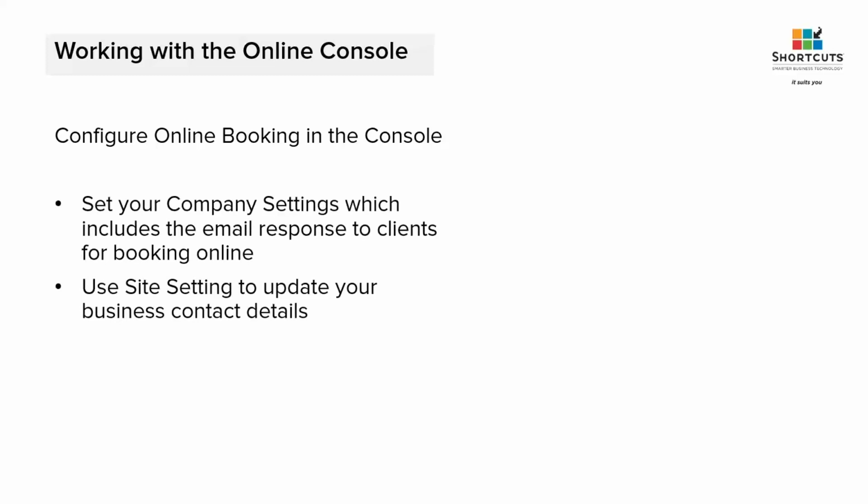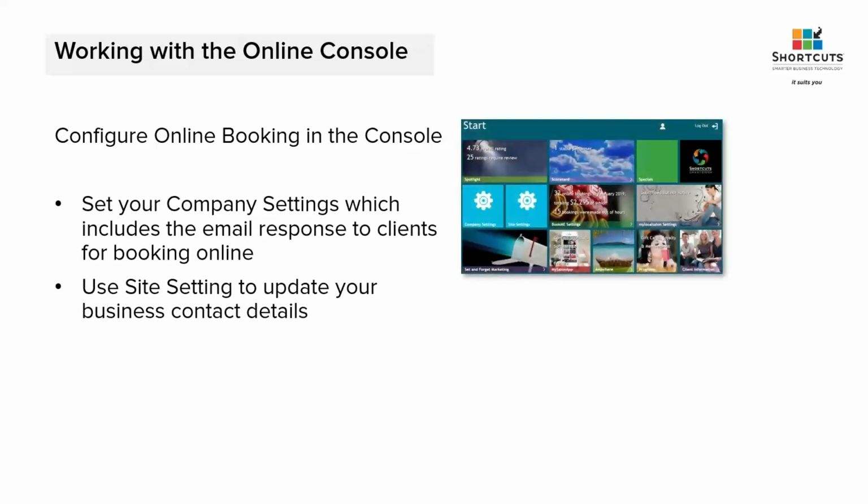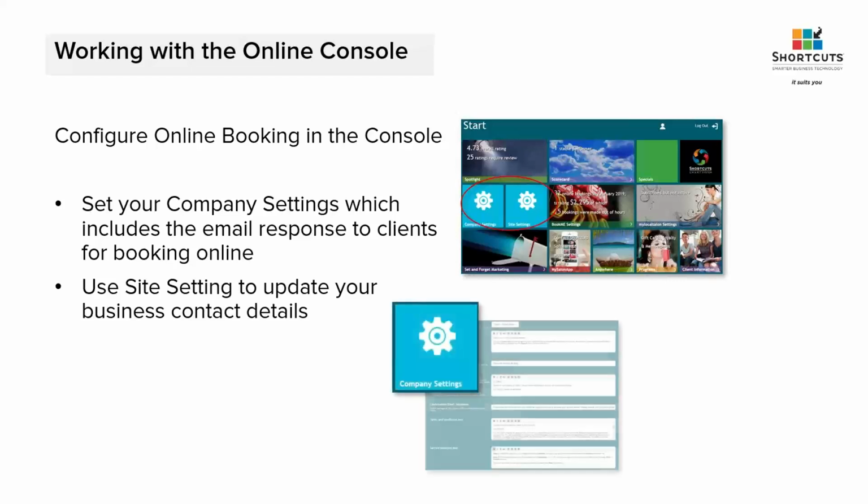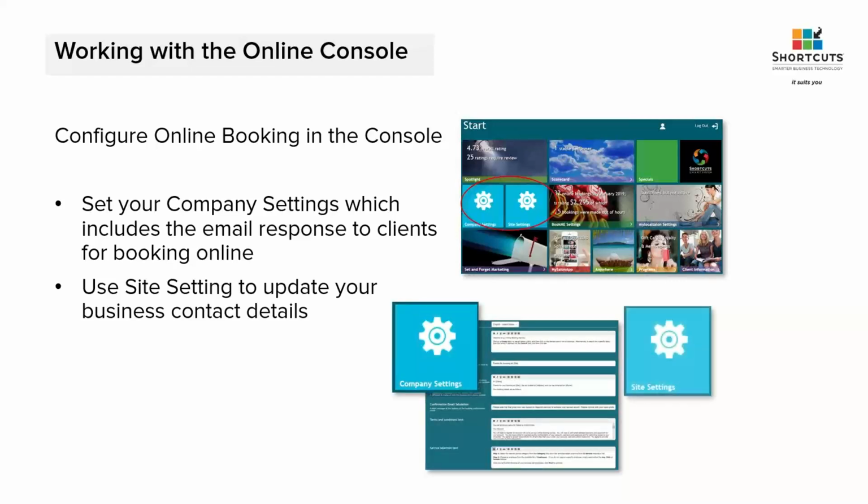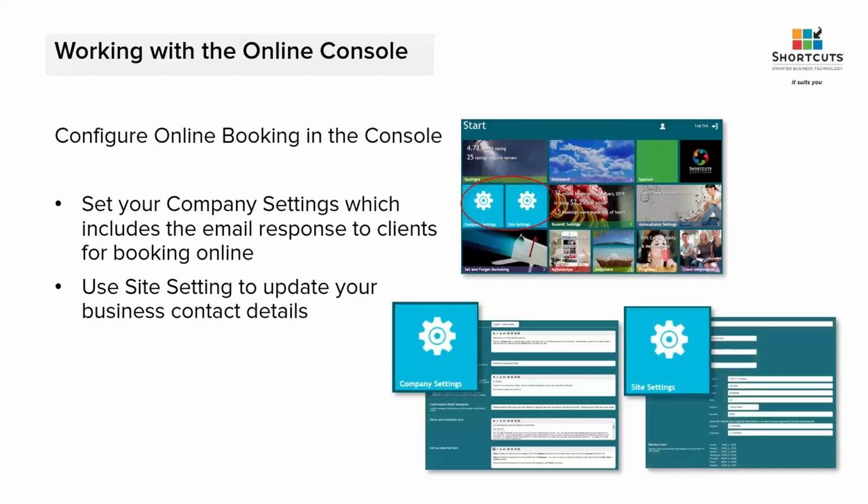So in the console, company settings corresponds with any information that the customer sees when they're on your online booking page. Do you have special rules you want to show up? Do you have certain terms and conditions that the customer has to agree to when they're making an appointment? Site settings corresponds with your contact information. So you want to make sure, do you have a business logo? Do you have a phone number? Do you have social media pages? Make sure that all of your contact details are correct.